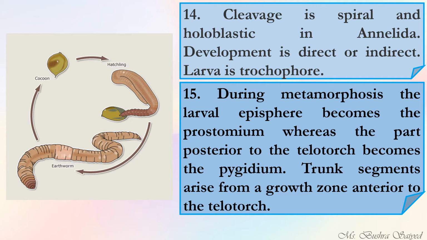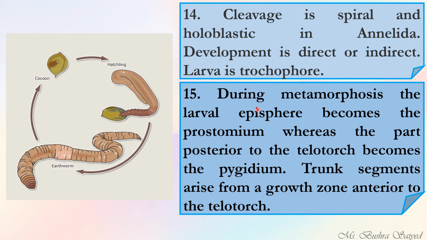Now, the term metamorphosis. Metamorphosis is where the organism changes from one stage to another. The process in which the organism changes from one stage to another in its life cycle is known as metamorphosis. So here, as you see in the diagram, from the cocoon the young one has hatched and turned into an adult. So this whole process, each and every stage, is the metamorphic stage. So it takes place in annelids also.